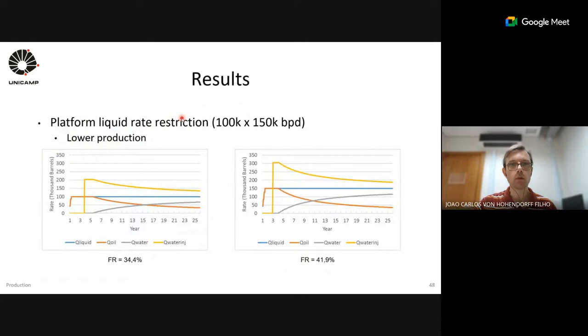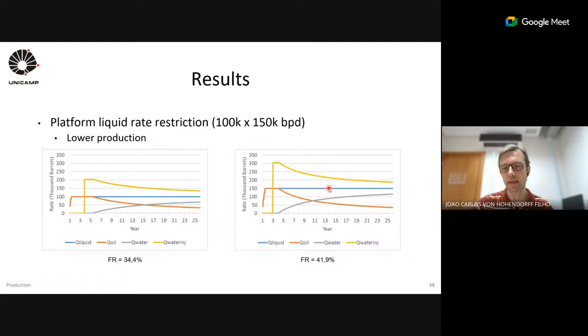So, here I summarize some results. First, doing the most basic evaluation for an optimization study, for example, let's define the platform liquid rate restriction. I am using, for example, 1,000,000 barrels per day in terms of liquid processing, or I'm using 150,000 barrels per day. For us, in terms of reservoir engineering, it's very common to apply this kind of study.